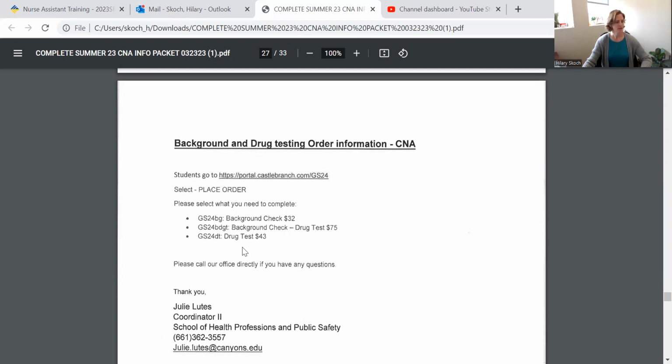It takes about 7 days to get these things back, so please plan ahead. We need to have this completed, the background check and the drug testing, before you start the course. The drug testing can be done no more than 30 days before the beginning of the course.